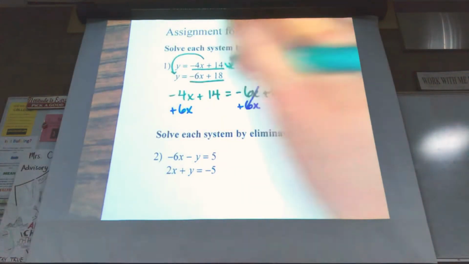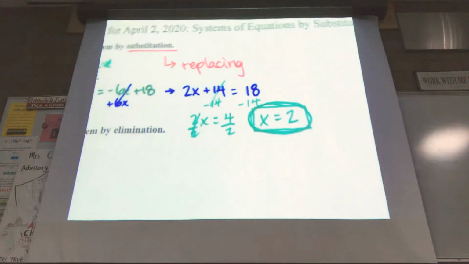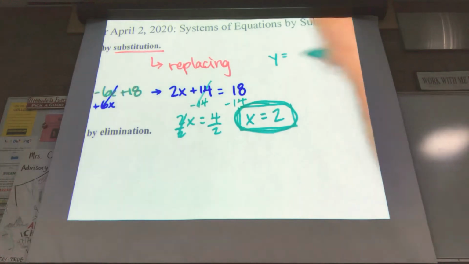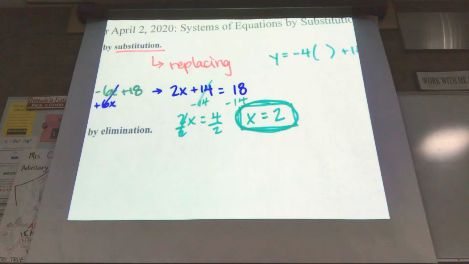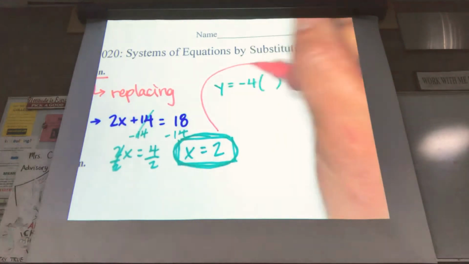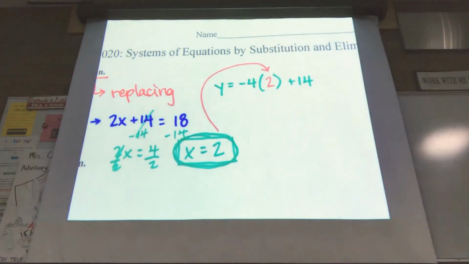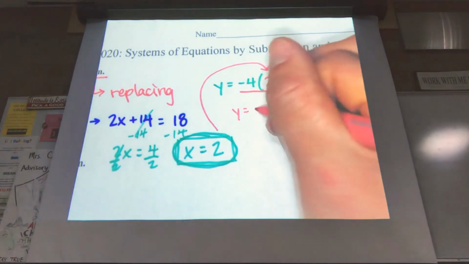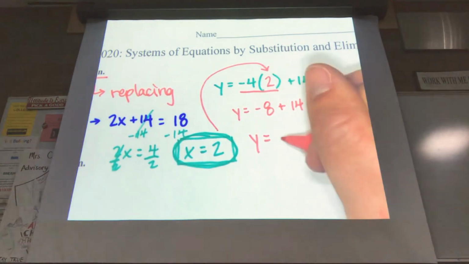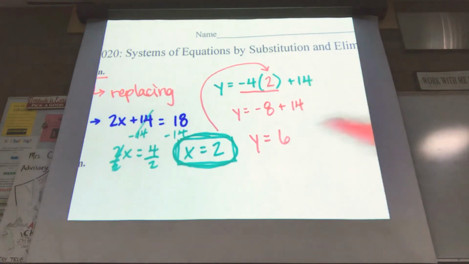I'll just choose this top one just because, and I'm going to come over here and rewrite it. So now I have y equals negative 4 times x plus 14. Okay, well we just found that x, whoops, sorry guys, can't really see that. We know that x we found was 2. So I'm going to substitute it in there, and now I can solve. Negative 4 times 2, y equals negative 8 plus 14. Okay, negative 8 plus 14 is going to give me positive 6.